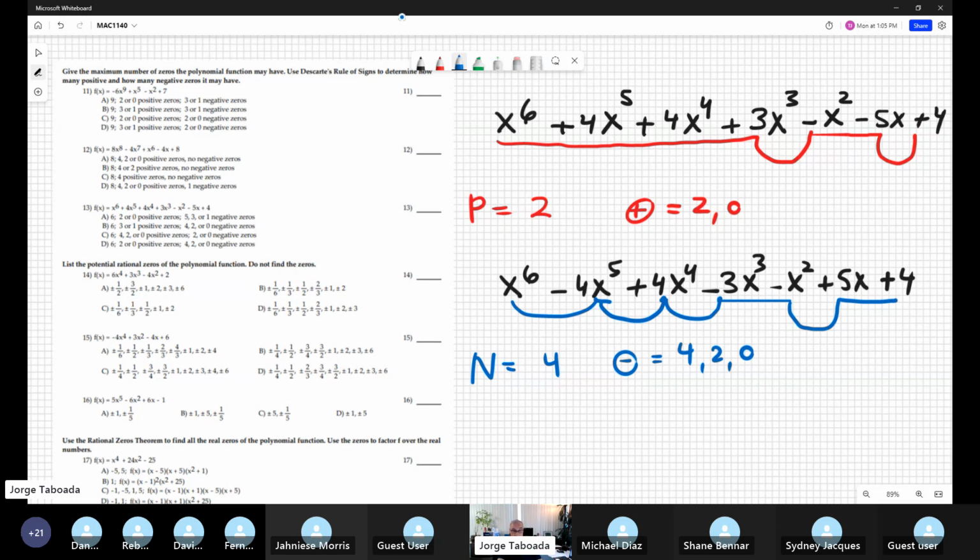Es the option C. At least I have in my paper. Option C, que es degree 6. Nice. 4, 2 or 0 positive, and 4, 2 or 0 negative. It's cool.